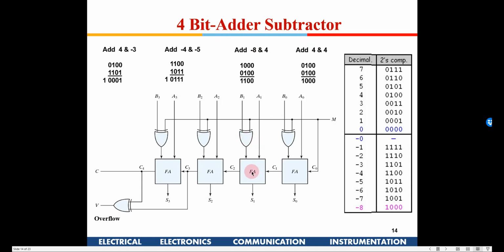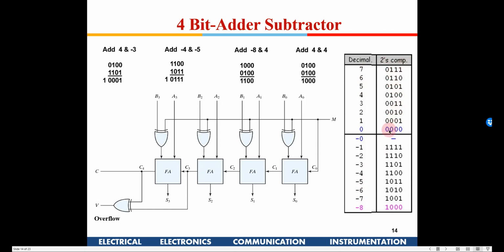Okay, because in the next class we are going to see a design of ALUs and all. So let's just look at this basic block of an adder subtractor. If you see here, this is an example of a 4-bit adder subtractor. A 4-bit data can represent numbers from 7 to -8, in 2's complement format.